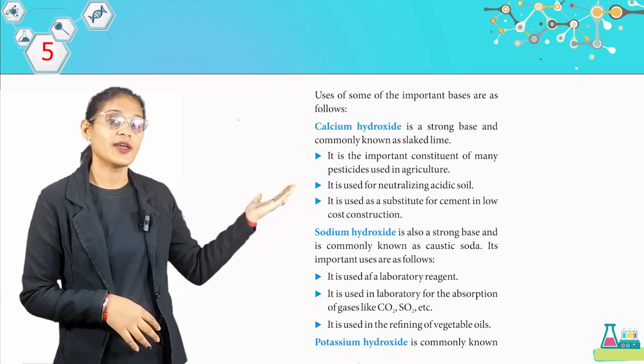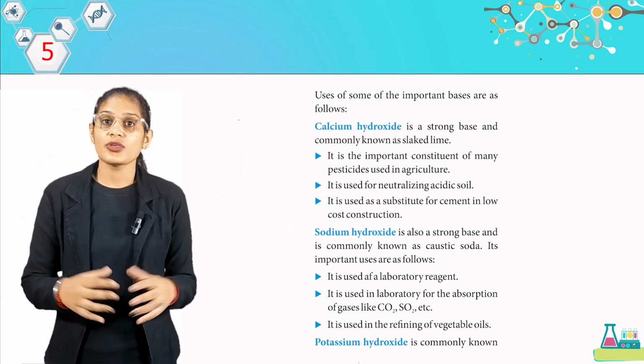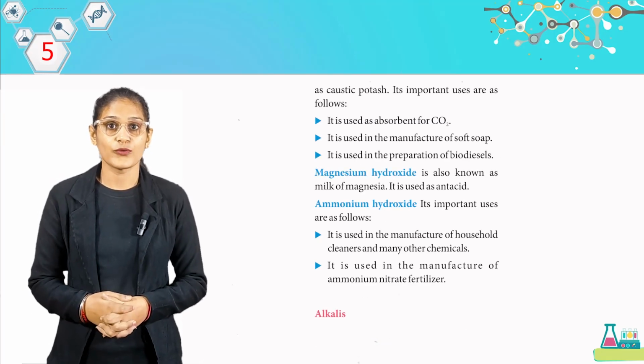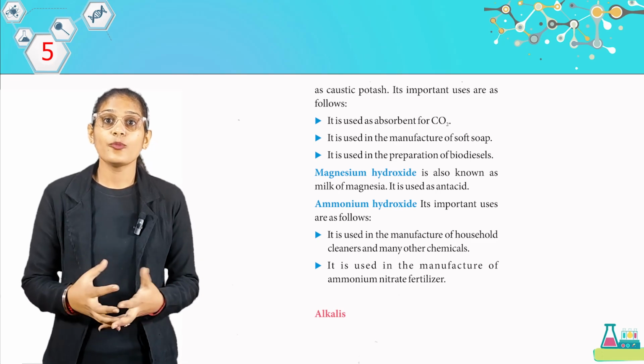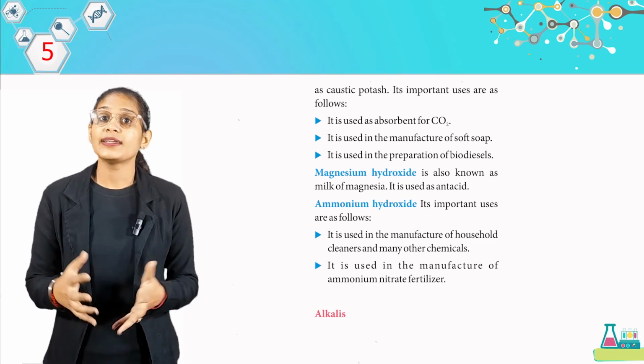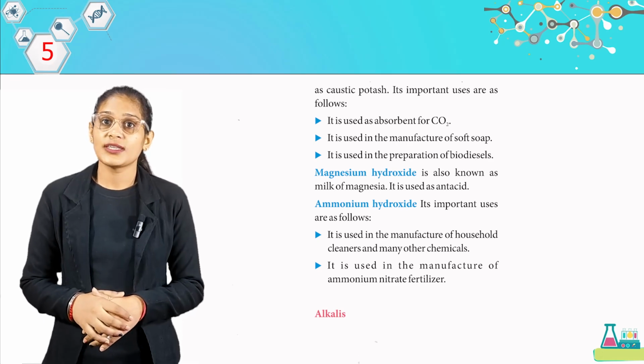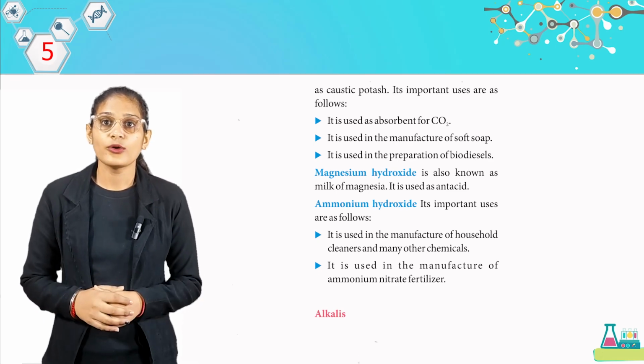Now we have potassium hydroxide. Potassium hydroxide is commonly known as caustic potash. Its important uses are as follows. It is used as an absorbent for CO2. It is used in the manufacture of soft soap. It is used in the preparation of biodiesels.